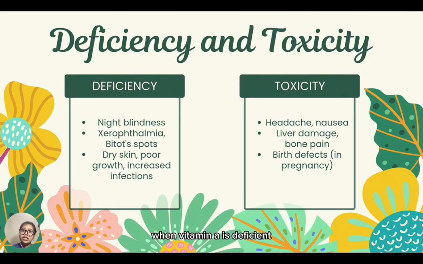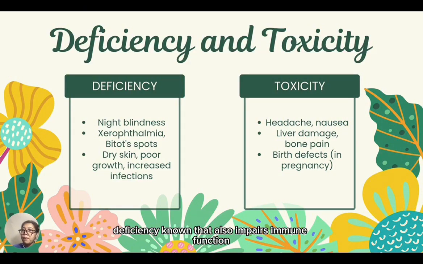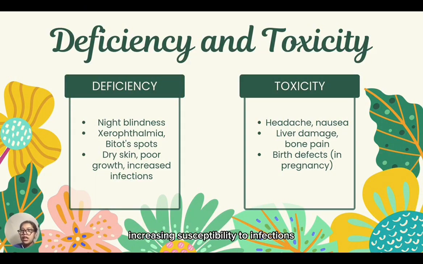When vitamin A is deficient, a range of clinical symptoms can occur. The earliest and most well known sign is night blindness, followed by xerophthalmia, a severe drying and keratinization of the eye that can lead to irreversible blindness. Deficiency also impairs immune function, increasing susceptibility to infections, particularly in children.